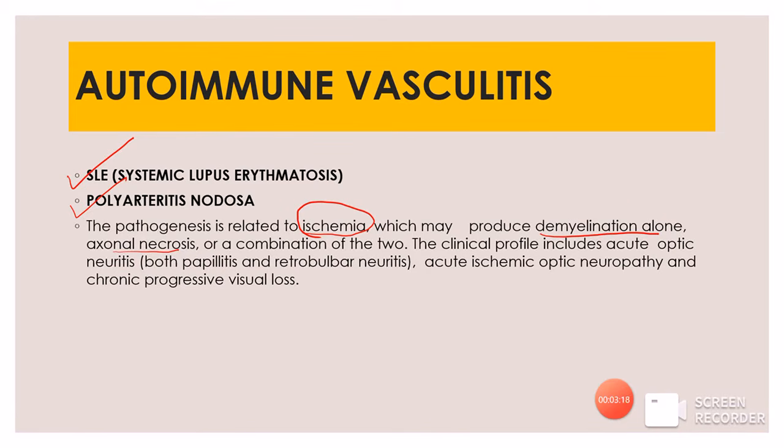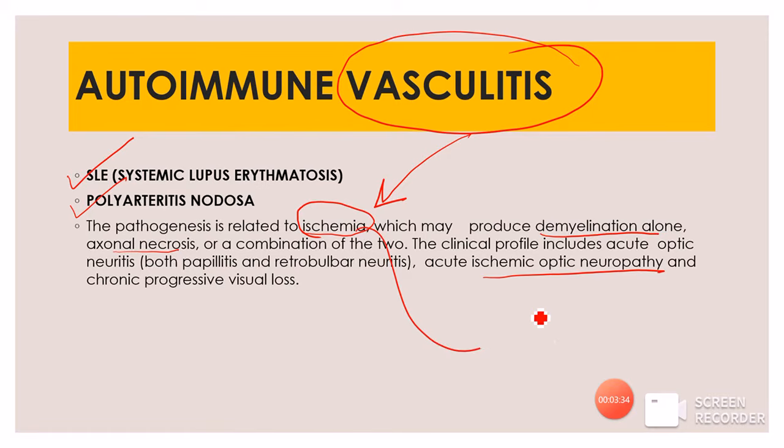So the clinical profile will look very similar to optic neuritis, or they can have an acute ischemic optic neuropathy picture also, because ultimately we have vasculitis which is causing ischemia. If the ischemia component is more, there will be ischemic optic neuropathy, and if there is an autoimmune component along with ischemia, that might cause demyelination along with axonal necrosis.